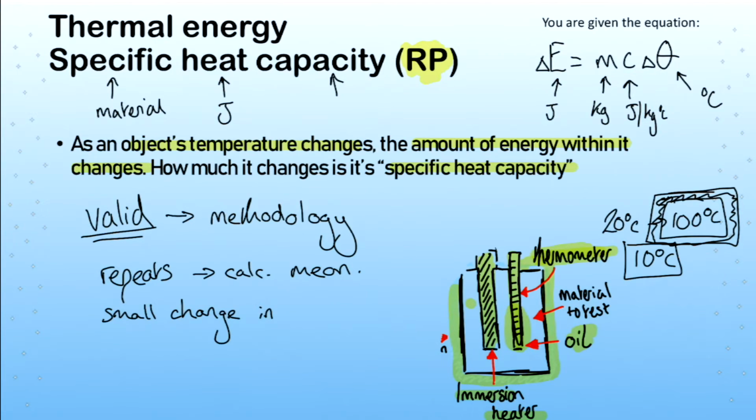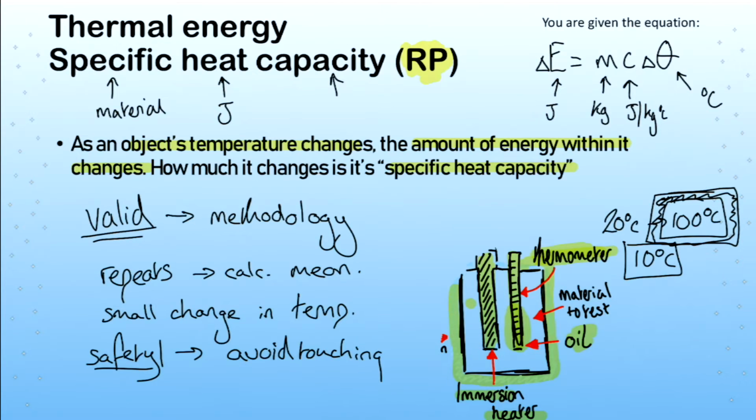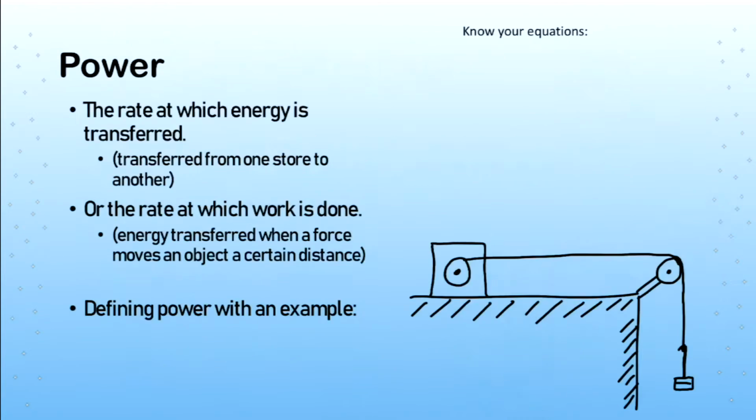And the other thing that you can do, the final thing I might ask for, is safety, and in this experiment you're getting a material very hot, potentially super hot. The immersion heater will get hottest first, and then the material around it. So obviously it's just as simple as saying avoid touching the actual heaters, let it cool down first, do it on a heat-proof mat, that sort of thing. So that's our examples of energy looked at.